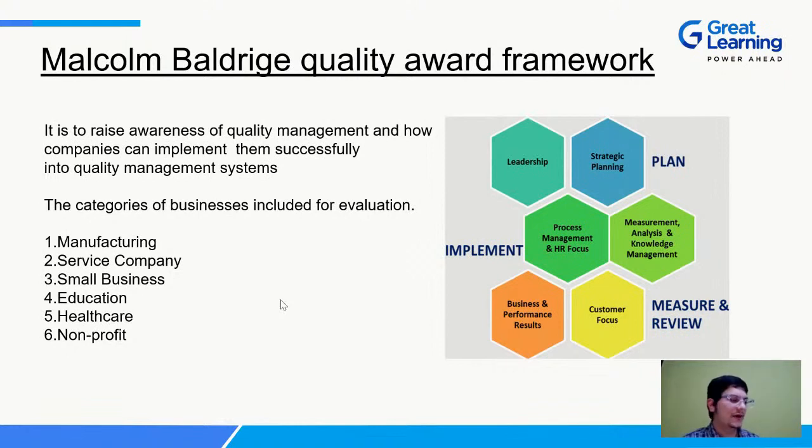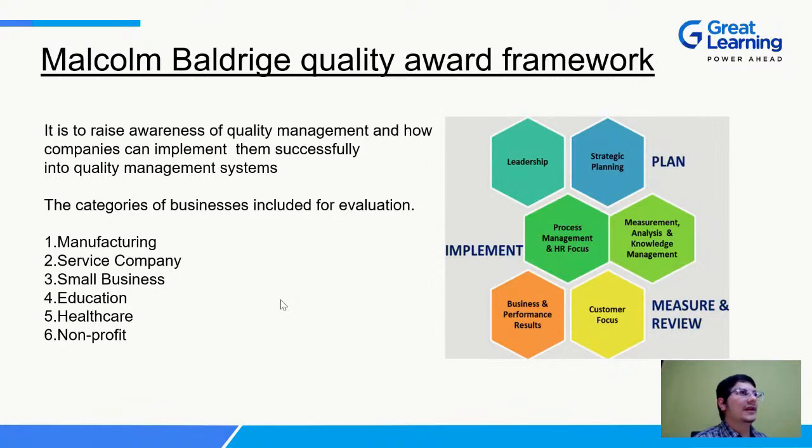Okay, so I have a question here. How has the evaluation of firms applying the Malcolm Baldrige framework worked? So essentially, how do you evaluate a firm that wins the award? If you go back, like I mentioned here, the way that you evaluate companies that are implementing the framework is essentially the weightage that we discussed. For example, a company that's truly standing out, whether it's a manufacturing firm, a service company, a small business, an educational institute, healthcare, or nonprofit.